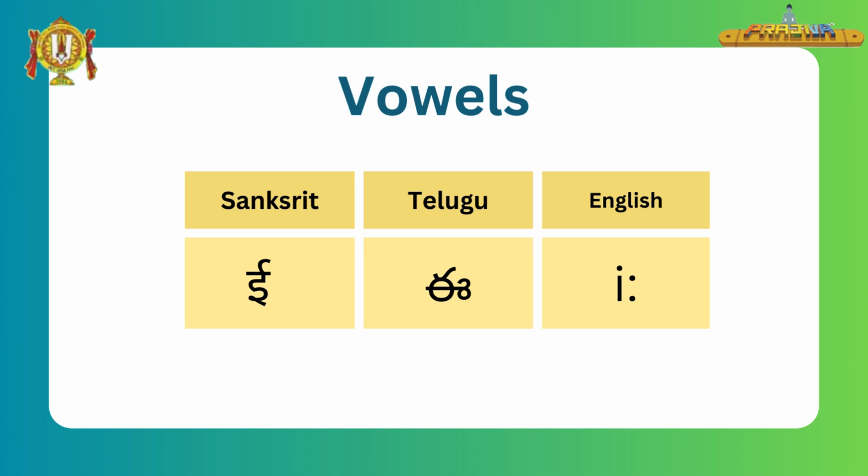The next letter, U, is pronounced with little constriction of the lips. U. And the long version of it, U. The next letter, R, is pronounced when the tongue is a little closer to the top of the mouth but not touching it. R. And the long version, R.